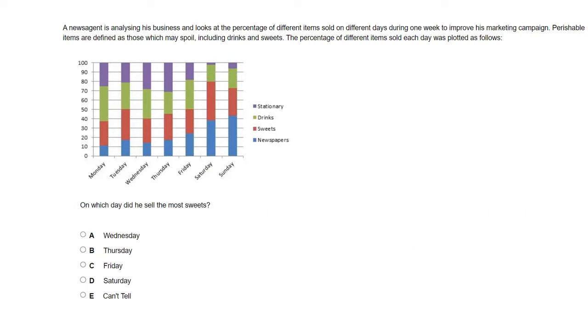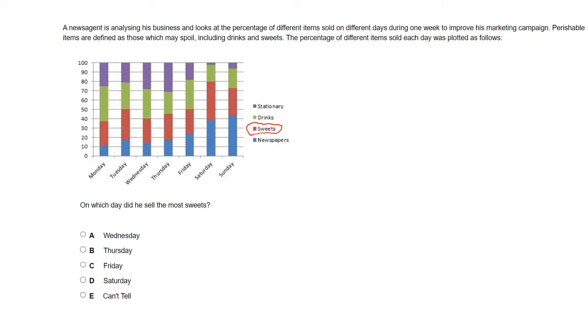Now this next one possibly looks a bit more straightforward than it really is. So it says, on which day did you sell the most sweets? So you might think, okay, well, sweets is the maroon one, so I'll just look for the biggest maroon bar, so the biggest percentage of the sales were sweets, and that's Saturday. But actually that's not the answer, because that just means that of however much stuff he sold on Saturday, that was a bigger percentage than it was on any of the other days. But of course he might have sold different amounts of stuff on the other days.